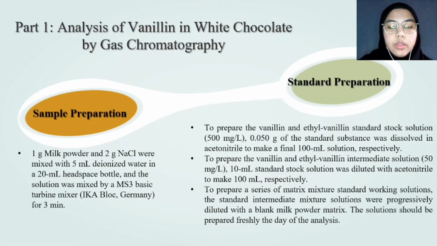Methodology. Part 1 is the analysis of vanillin in white chocolate by gas chromatography. Based on the joint determination of vanillin and ethyl vanillin in milk powder by headspace solid-phase microextraction coupled with gas chromatography mass spectrometry, sample preparation and standard preparation were carried out. In standard preparation, three solutions were prepared: vanillin and ethyl vanillin standard solution, vanillin and ethyl vanillin intermediate solution, and lastly a series of matrix standard working solutions. You can pause the video to see the preparation.